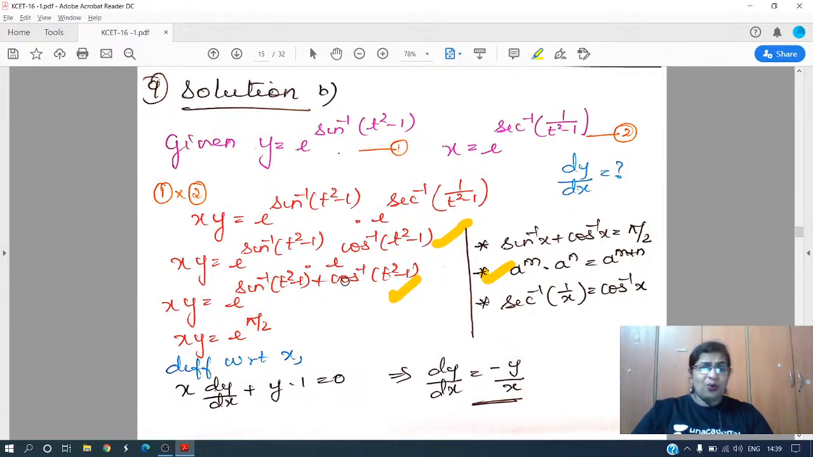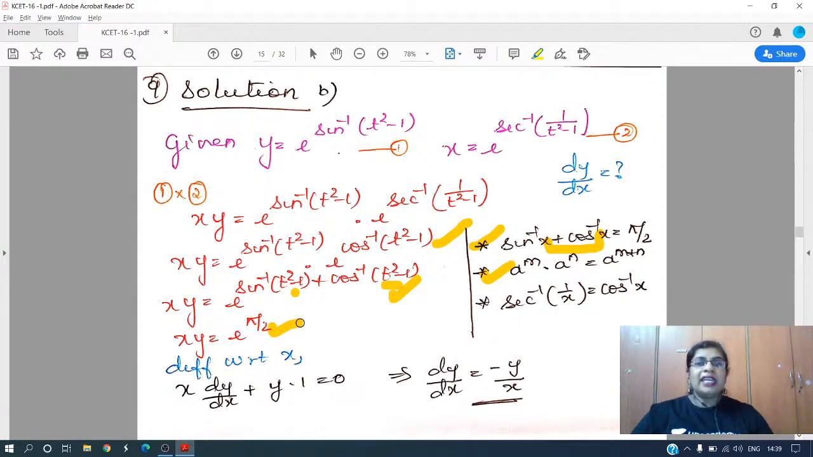Yes, it is. So what happened finally? Sine inverse x plus cos inverse x is equal to pi by 2. Remember, this x and this x has to be same. Otherwise, I cannot write it equal to pi by 2. Okay. So now check. This x and this x is same. So can I write pi by 2? Yes, I can. So xy is equal to e to the power pi by 2.